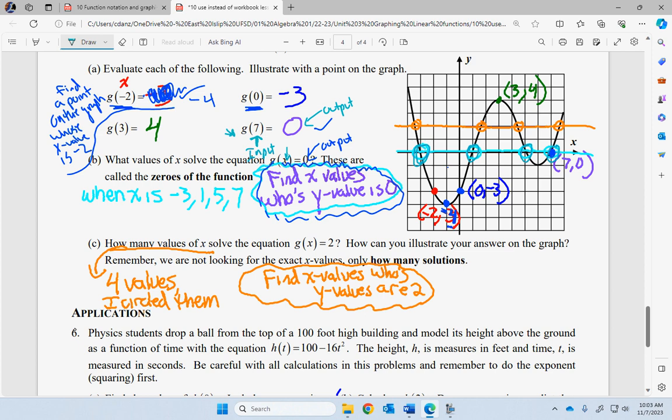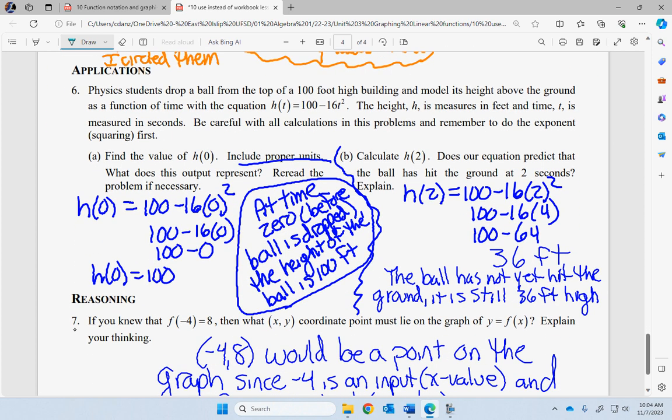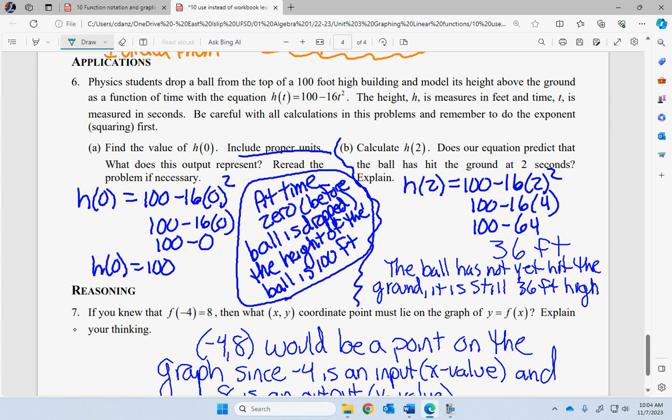I can't give you the exact answer for those values because they're not integer values. They're like in between the integers. Therefore, they're rational numbers. Actually, could even be irrational. They're real numbers, maybe I should say. But there's 4 of them. Number 6. So they give me a rule right here, right? H of t is equal to 100 minus 16t squared.